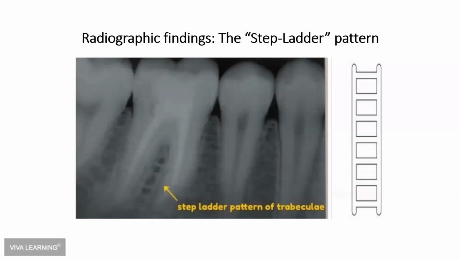Now, when we look at a regular radiographic finding, what we're looking at is the trabecular pattern. If you remember in that Panorex, the trabecular pattern looked like a bunch of spider webs all together. It was all over the place and it had very intricate designs. But a person with sickle cell disease, or even the sickle cell trait, has what we call the step ladder pattern.